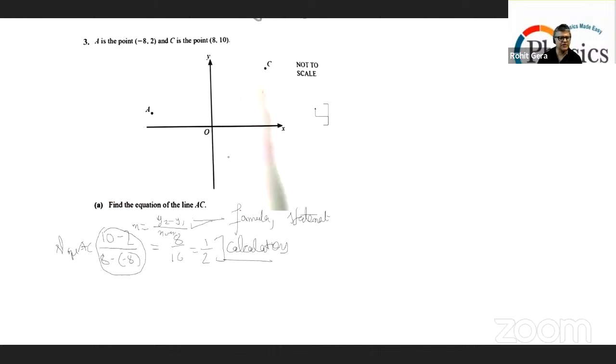तो आगे चलो. You know the gradient of the line AC is known now. Okay. First step.